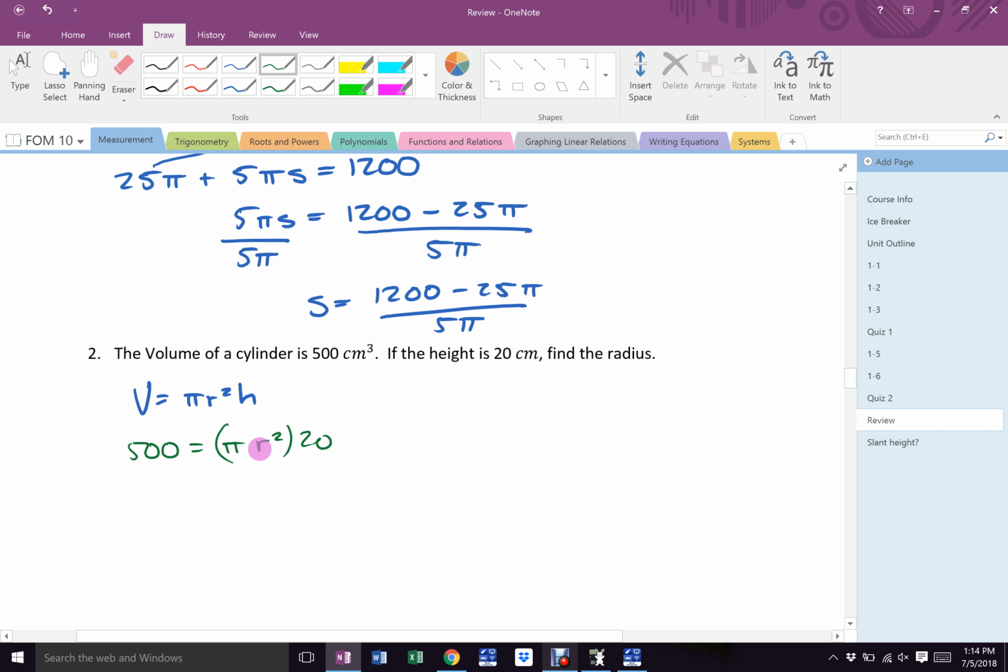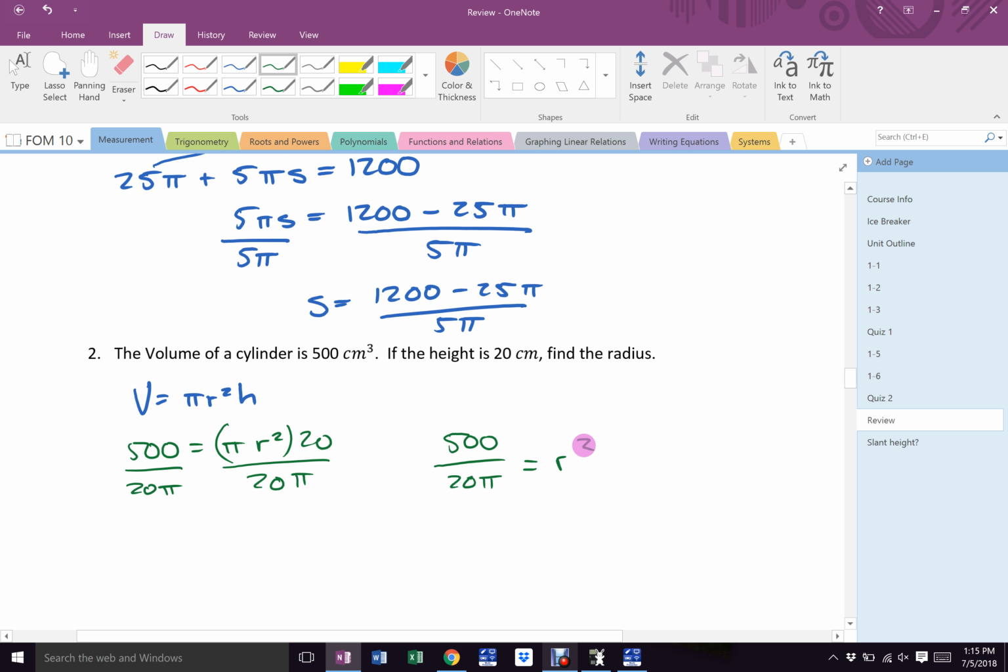So now I have to get r by itself, correct? Yes. How do I get rid of this times 20? Divide. I divide by 20. How do I get rid of this times pi? Divide. I divide by pi. If I divide this side by 20 pi, what do I have to do to this side? Same thing. So now 500 over 20 pi equals r squared, because that's all that's left here, right?